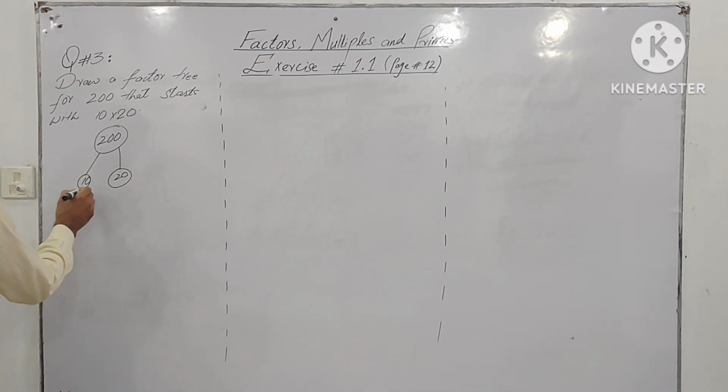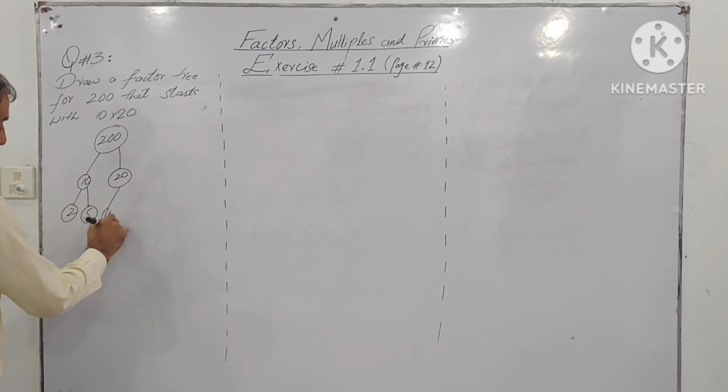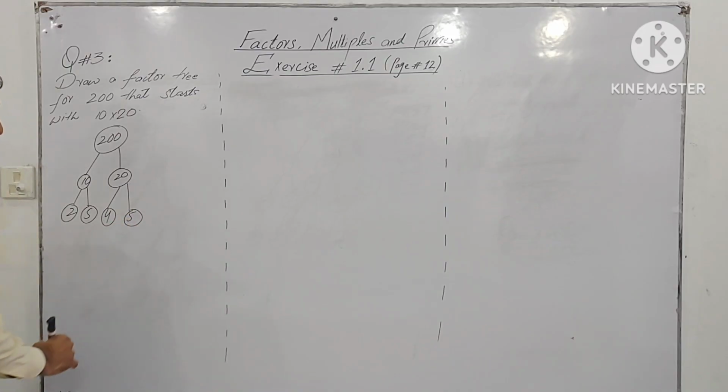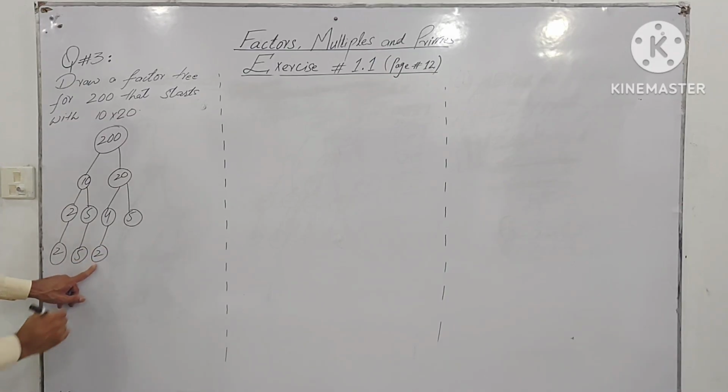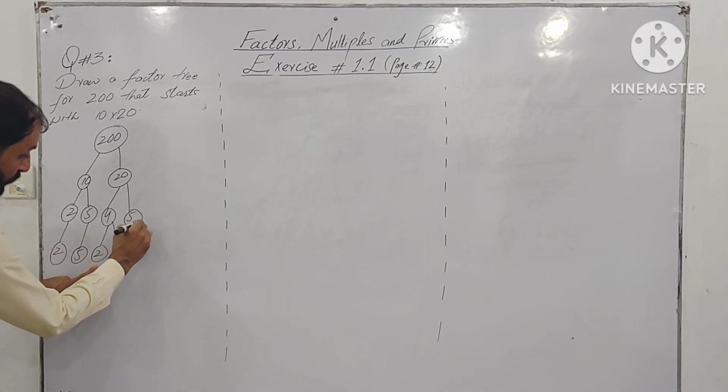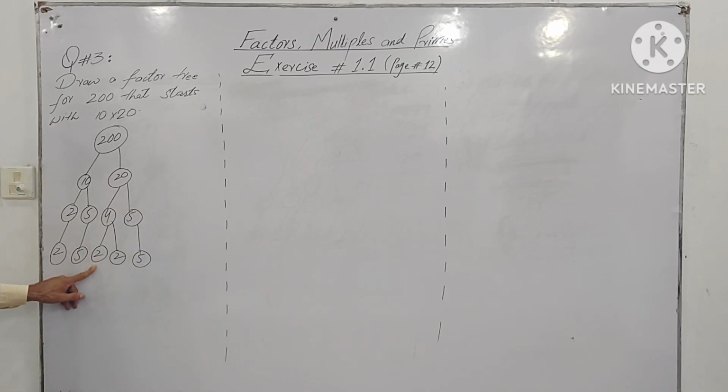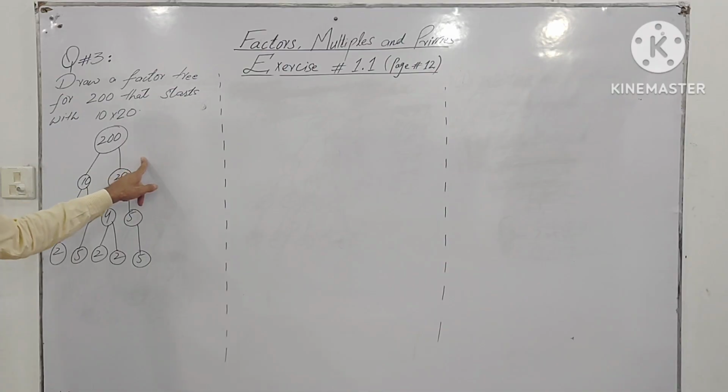Now you can see 10 is not a prime number. It means the factors of 10 are 2 and 5. Both are prime numbers. And 4 and 5 are the factors of 20. Now 2 is a prime number, 5 is a prime number. We have to write down the prime numbers as it is. But 4 is not a prime number. 4 can be written in the form of 2 and 2. And this 5 we write down as it is. These are the prime factors of 200 by using the method of factor tree.